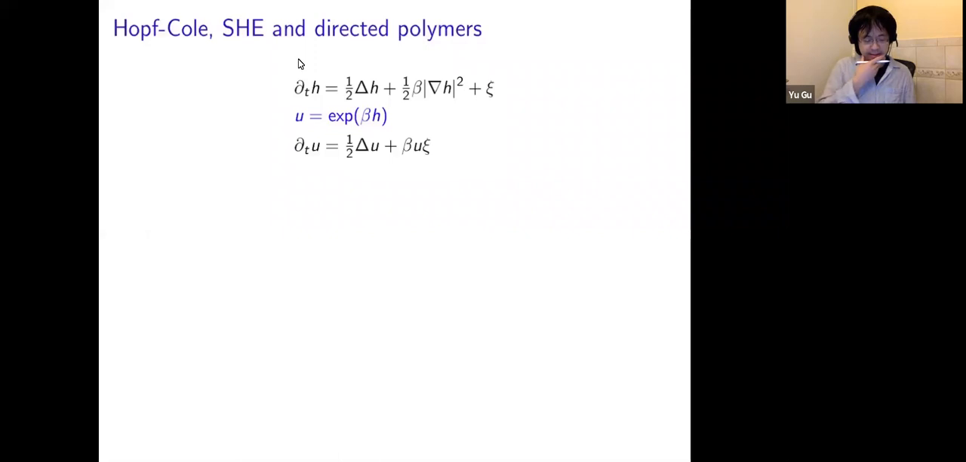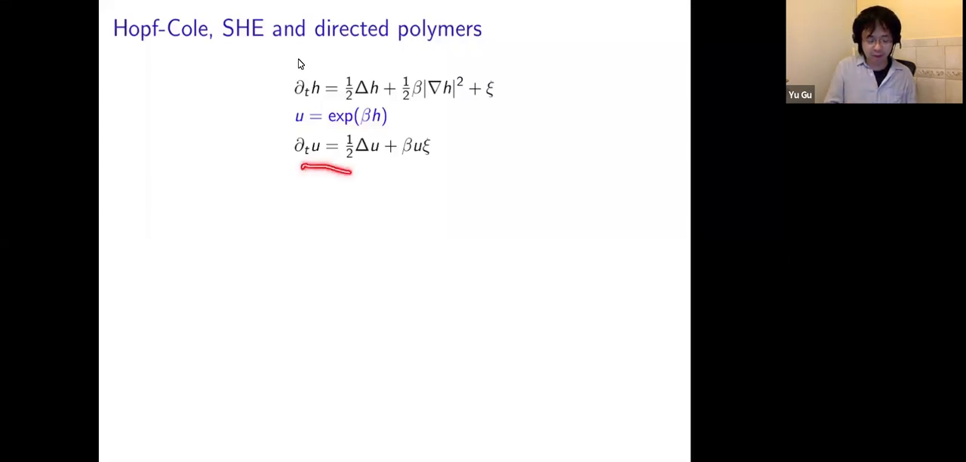Before presenting the main result, let me say something about the stochastic equation and its connection to the directed polymer, because that's what our approach will be based on. So this is the KPZ equation. In the case of 1+1 spacetime white noise, this is purely symbolic because there's no such term. But let's do this transformation. This is called the Hopf-Cole transformation. Introduce a parameter beta; I'll explain later why we introduce this parameter beta.